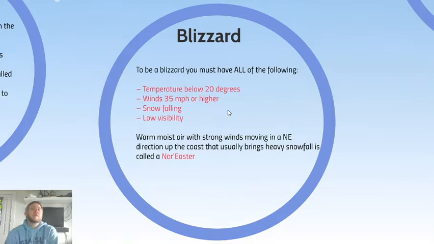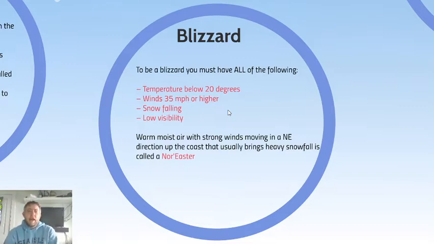So another kind of severe weather, blizzard. Just because it's snowing hard does not mean it's a blizzard. All right, it has to meet all of the following criteria. Temperatures below 20 degrees. The wind has to be 35 miles an hour or higher. Snow has to be falling. And it has to be low visibility, meaning you can't really see very far.